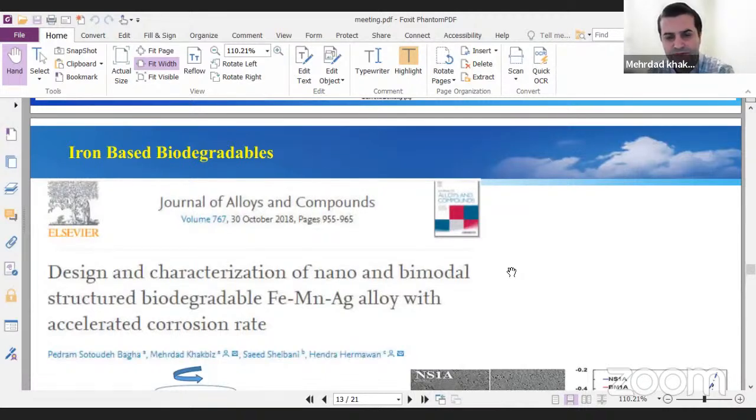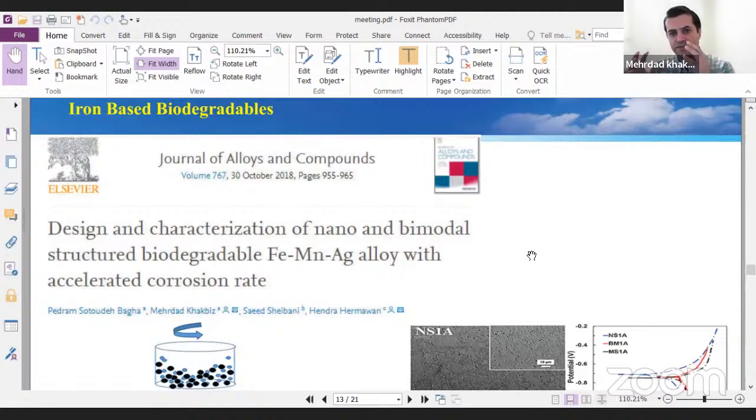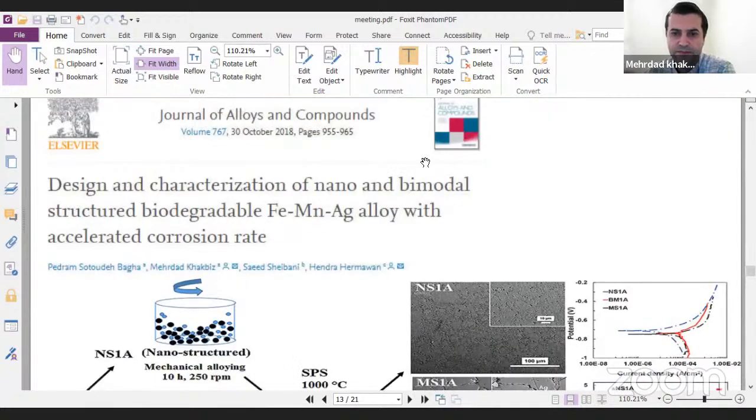But we continued this research, and we modified the structure. We mixed the nanostructure and macrostructure. So we have alloys here, and in this structure we have two types of grain size. One side is a nanostructure, and the other side is a macrostructure. Our purpose, as we know, is that one of the problems with nanostructure materials is that the toughness is not so high, and they are very brittle. So when we put a micro-sized grain inside the structure, the toughness will be increased. So the purpose of this study was to make a bimodal structure for biodegradable iron, Mn, silver alloys.